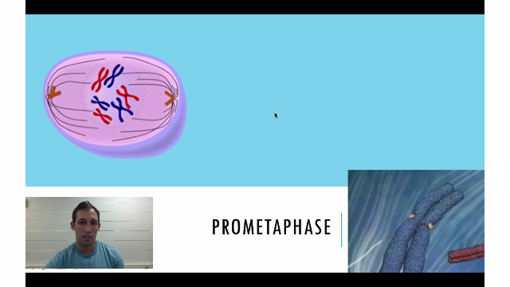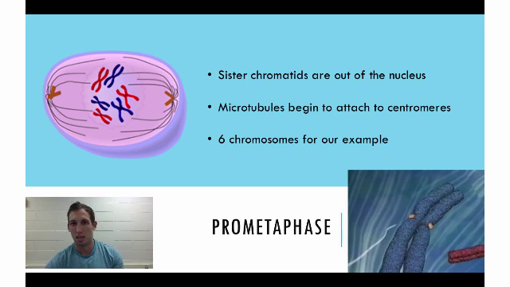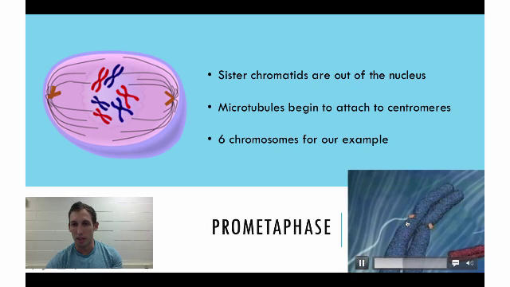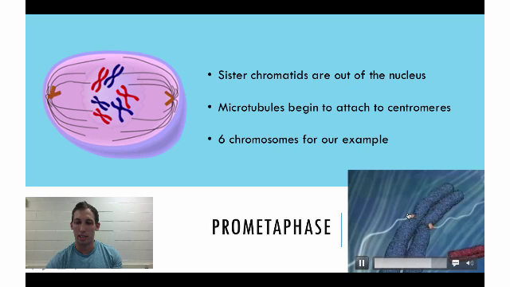So the next phase of mitosis is prometaphase, and with prometaphase, the sister chromatids are now out of the nucleus. After the nuclear membrane dissolved, they were able to come out. You'll also have the microtubules begin to attach to the centromeres in the sister chromatids. And at this point, you still have 6 chromosomes. So as you can see in the video, the microtubules are attaching to the centromeres on these sister chromatids.